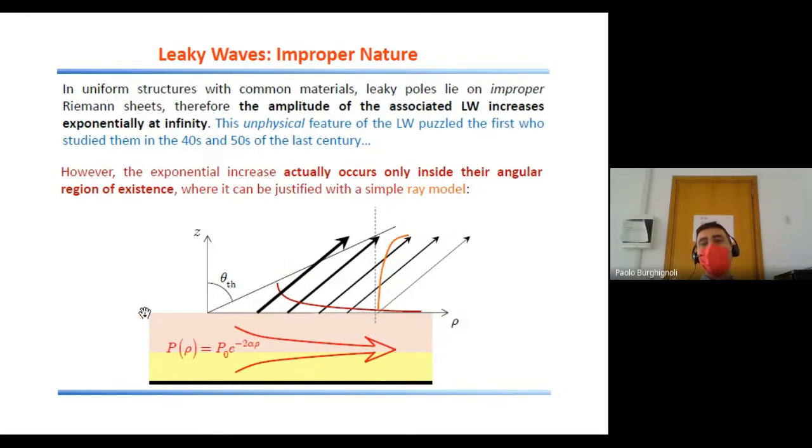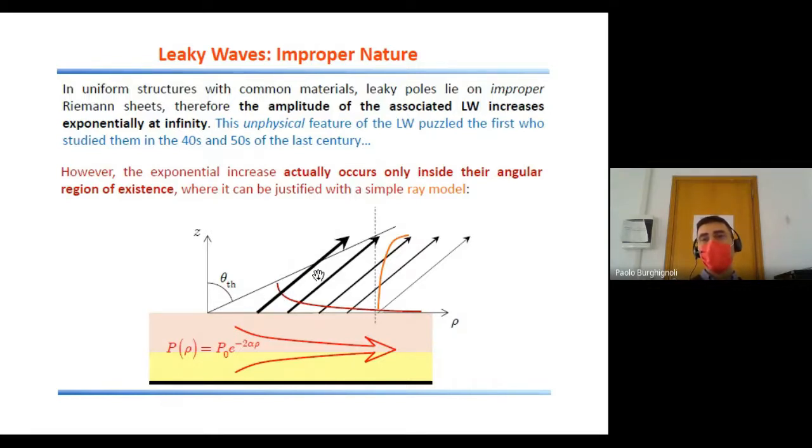In that case, periodicity would enforce a structure of the field that is more complicated than the one for fields in uniform structures. It is described by the so-called Floquet theorem, which involves the existence of many waves called space harmonics. And in that case, it is possible to have a much richer picture, in which also proper leaky waves may exist.